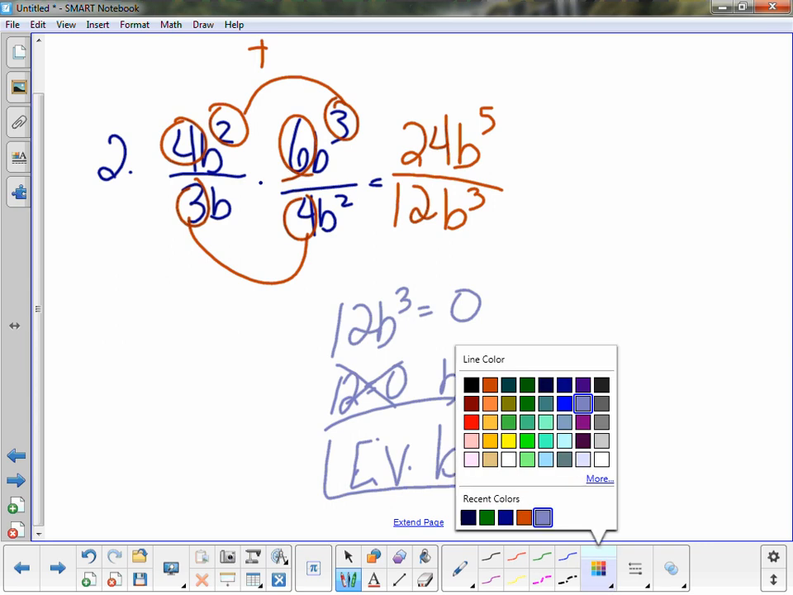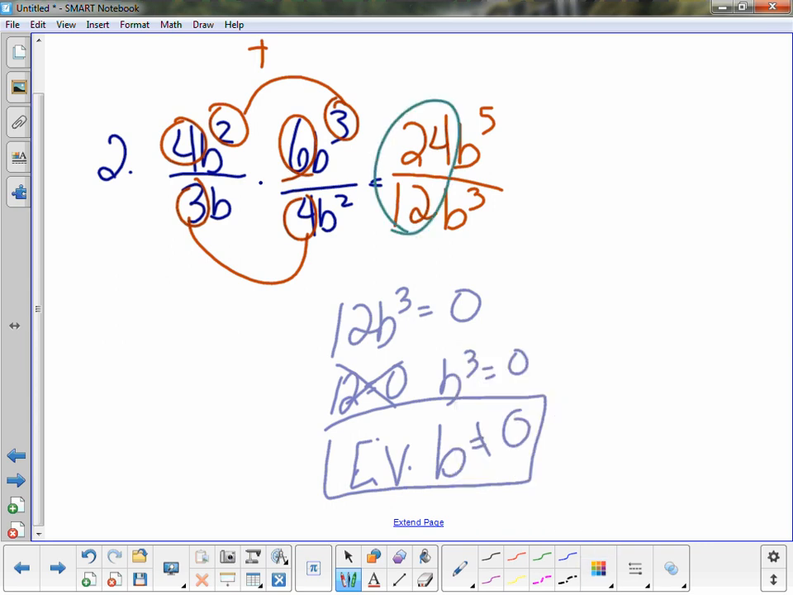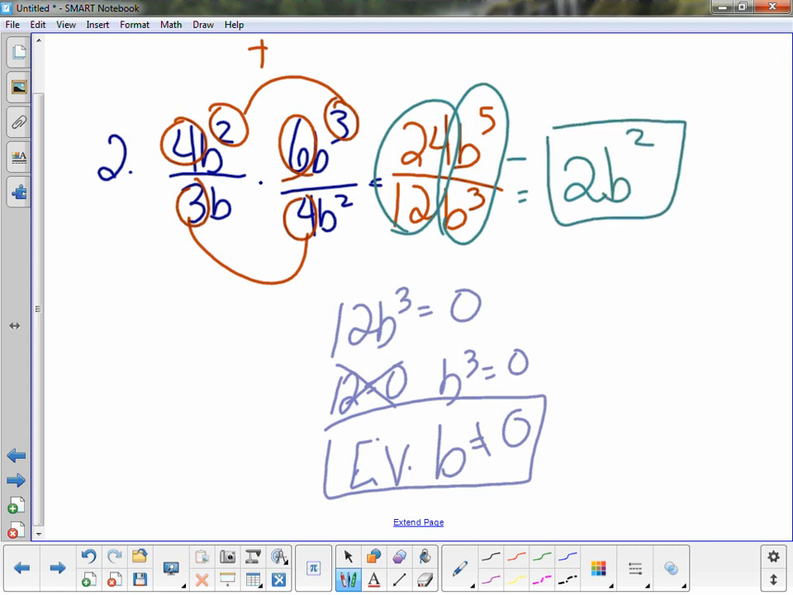Next we want to reduce this fraction. First, let's reduce 24 over 12. Both of those are divisible by 6, so I'm going to divide both of those by, oh, I'm sorry, they're both divisible by 12. That would probably be better. So that's going to leave us 2 on top. Next, I have b to the 5th over b to the 3rd. If you need to write out all of those b's and cancel them out, feel free to do that, or you could look at it as subtracting the exponents. So b to the 5th divided by b to the 3rd is going to give us b squared. Again, for these, you want to have 2 answers: your simplified version and your excluded value.